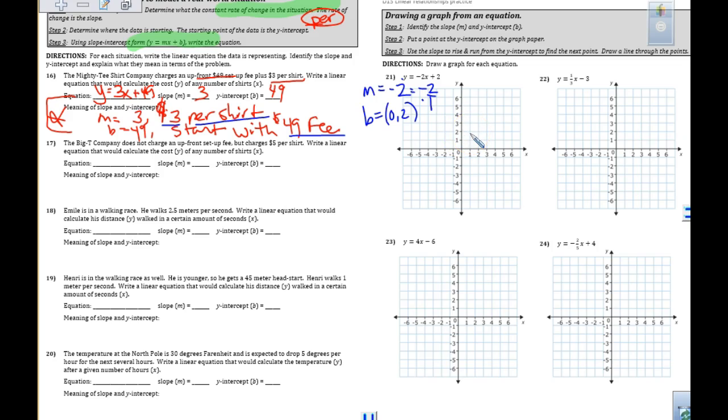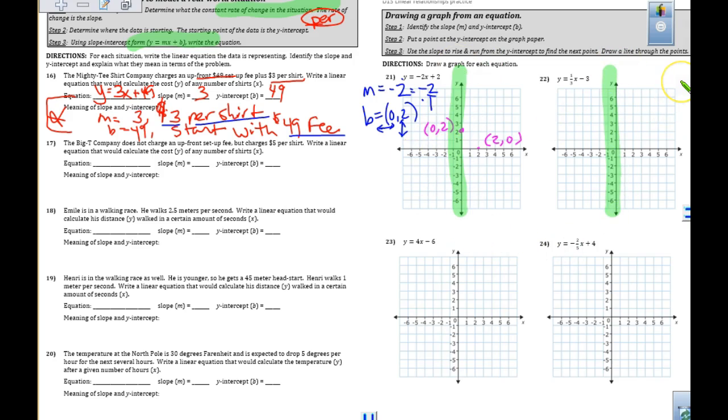So when I think of 0, 2, the first number tells me left or right, and the second one tells me up or down. So when I am graphing that point, this point is 2, 0. This point is 0, 2. You always want to go to the y line. Some of you are not going to your y line. Always your start point has to be on this line, okay?